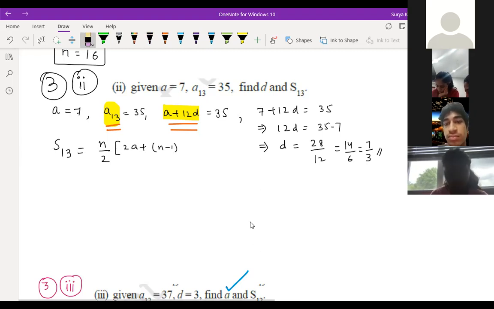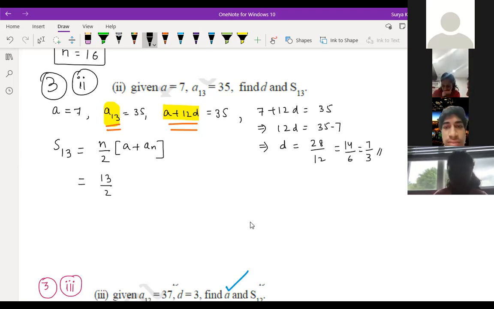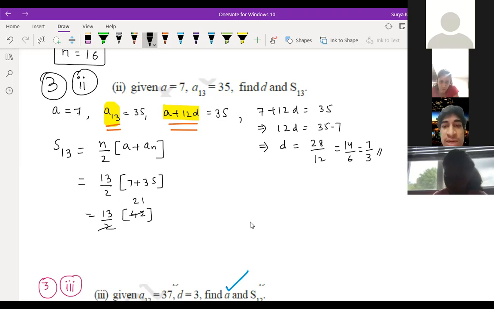Okay, better what you do, don't use this formula. Tell me A plus AN formula only. A plus AN, because A also we know, AN also we know. You can use this formula or not? Yes, sir. Tell me, 13 by 2 into what I should write? So 7 plus 35. So 13 by 2 into what? 42, right? 42, sir. Then we will cancel it by 2 and 21, sir. So S13 will be 273. Yes, sir. After cancellation, we will get 273.